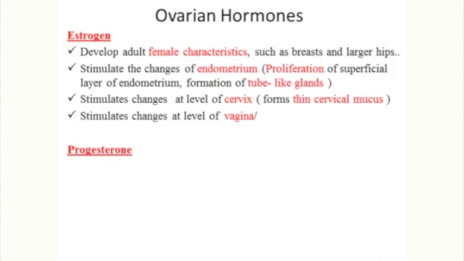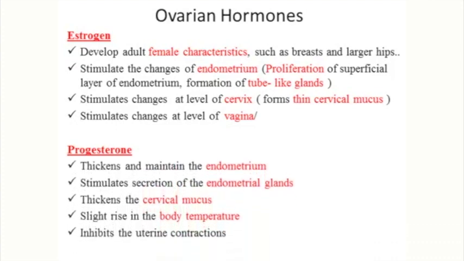As for progesterone, it also causes thickening of the endometrium, and it maintains the thickness of the endometrium, more specifically the superficial layer of the endometrium. It stimulates the endometrium gland, so it's going to cause the glands to start secreting. While estrogen stimulates the production of the gland, progesterone is going to stimulate the secretion of the gland. These glands don't secrete hormones, they secrete the nutritive material needed to nourish the baby in case of pregnancy.